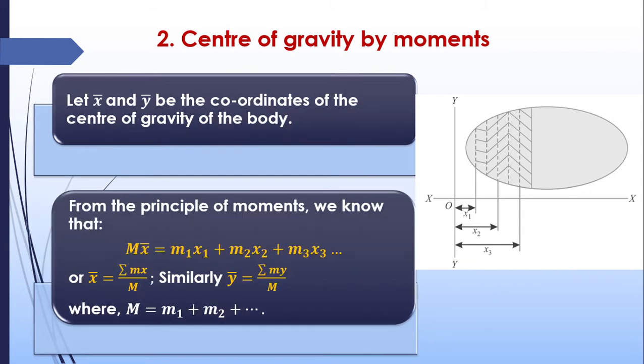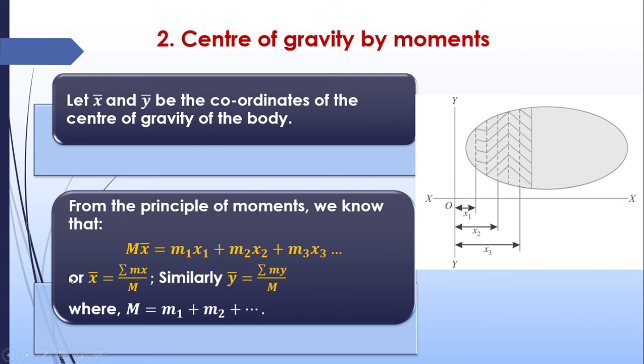Now we will take the moment of each particle: m1 x1, m2 x2, m3 x3, m4 x4, like that, and find the total moment, that is m x bar. Now, the coordinates of the center of gravity can be taken as x bar and y bar. The center of gravity is lying somewhere here, and that coordinate will be x bar, y bar.